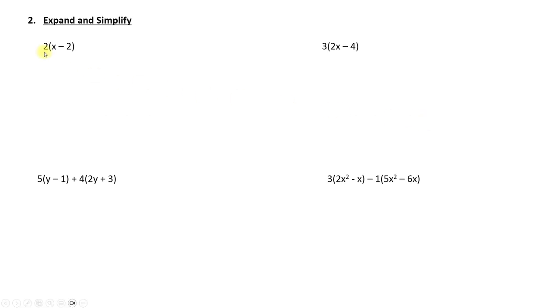Expand and simplify. 2 times x is 2x. Negative 2 times 2 is negative 4. 3 times 2x equals 6x. And 3 times negative 4 is negative 12. Down here becomes 5y minus 5 plus 8y plus 12. Collect our like terms. Leaves us with 13y plus 7.